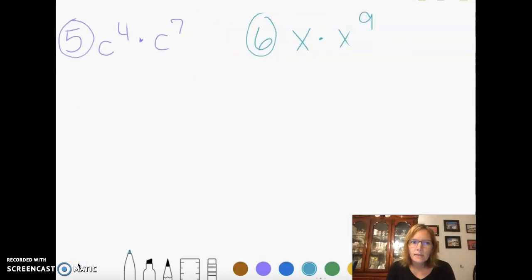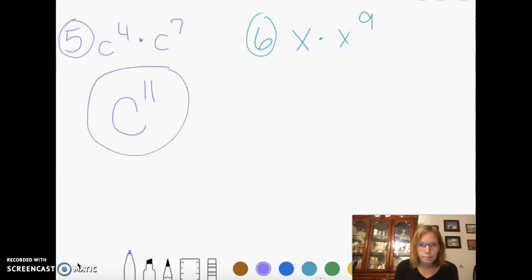Okay, so the next section is multiplying bases. So when I'm multiplying numbers that have the same base and they have exponents, I have to add the exponents. So when you multiply, you add. So I'm going to keep the base the same. I'm going to write C down, and then I'm just adding the exponents. 4 plus 7 is 11, and that's it.